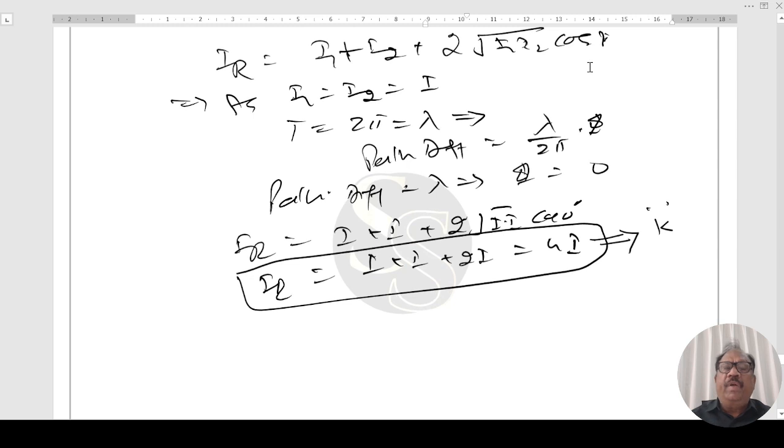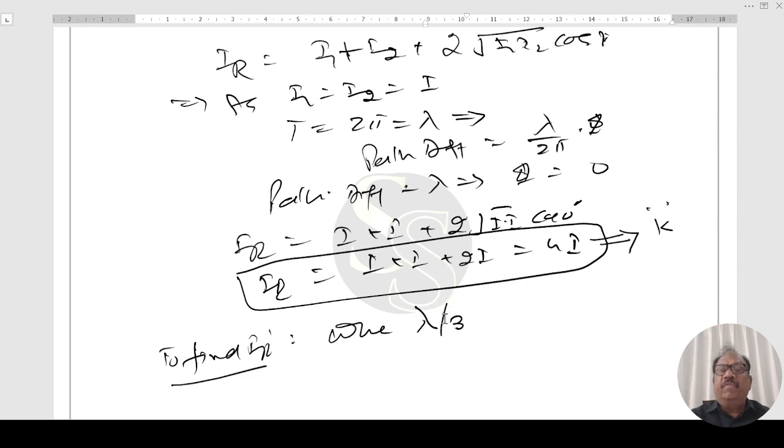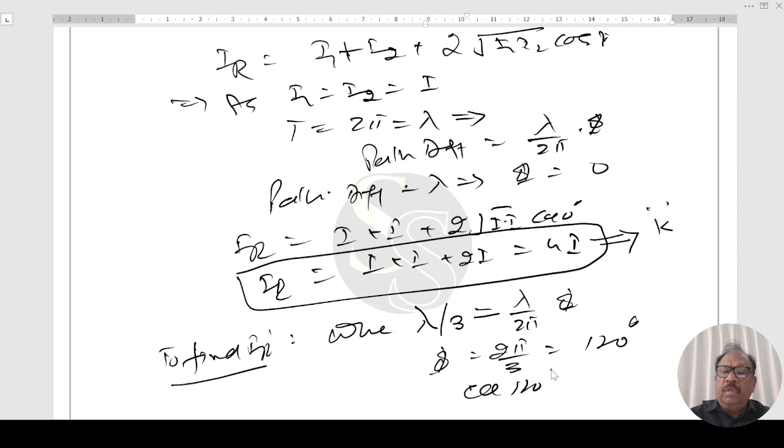Now to find IR when the path difference is lambda by 3. Path difference lambda by 3 is equal to lambda upon 2 pi into phi. Phi comes out to be 2 pi by 3, that is 120 degree. Cos of 120 degree is cos of 180 minus 60, that is minus 1 by 2.